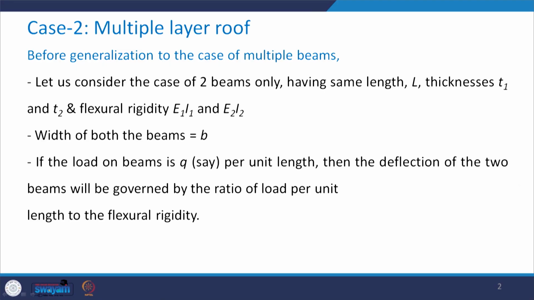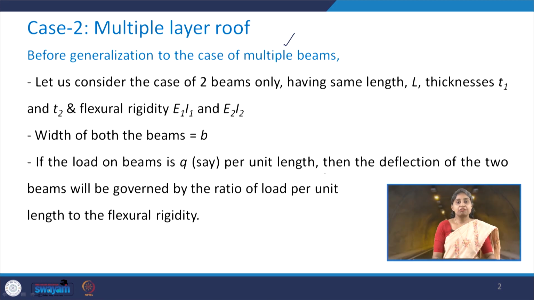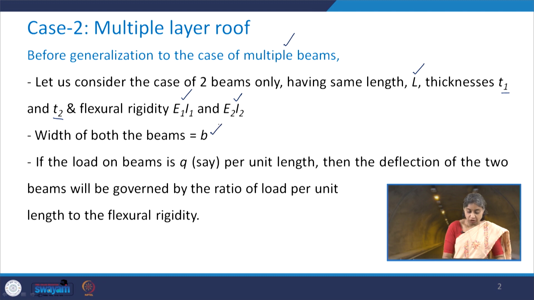So, today we will see how the multiple layer roof works as far as excavation in laminated rocks is concerned. Before we generalize the situation to the case of multiple beams, first we will consider the case of only two beams which have the same length and the thicknesses T1 and T2 and the corresponding flexural rigidities E1 I1 and E2 I2. The width of both the beams will be taken as the same and represented by small b.